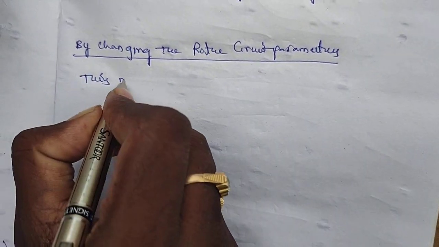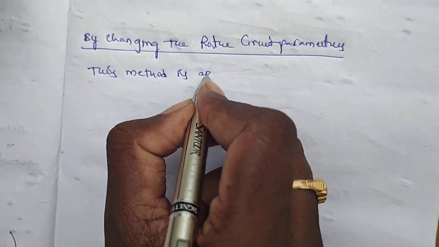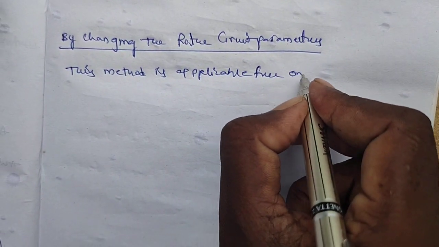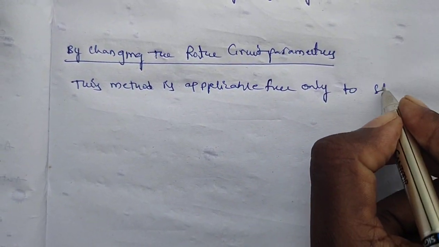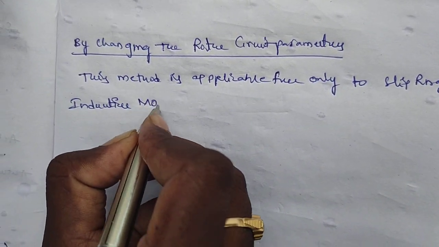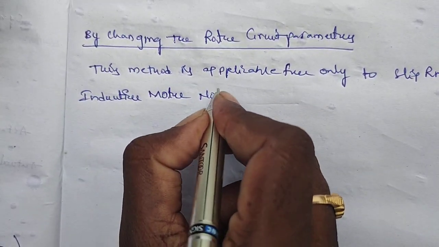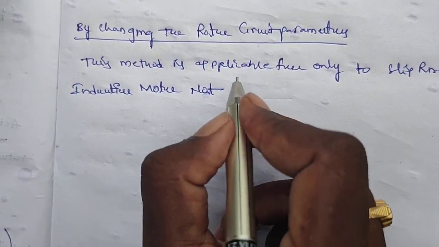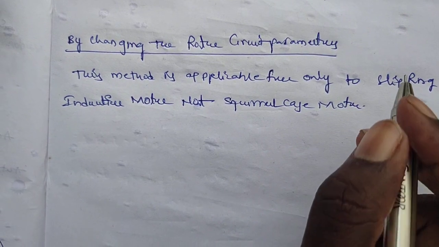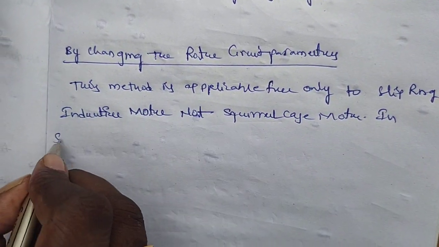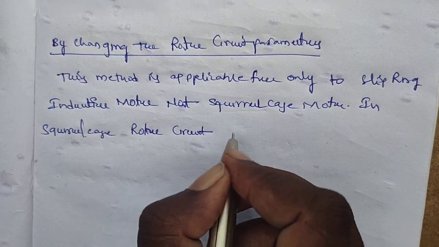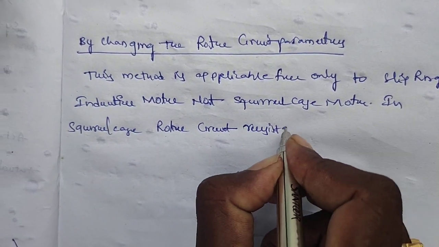This method is applicable only to the slip ring induction motor, not to squirrel cage motors, because in squirrel cage rotors the rotor circuit resistance cannot be varied.